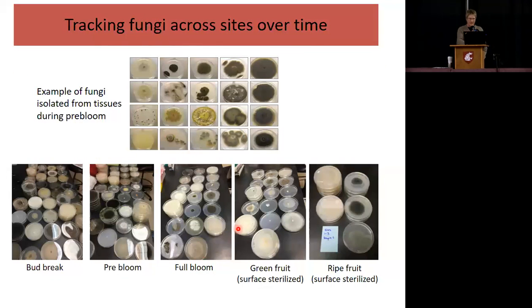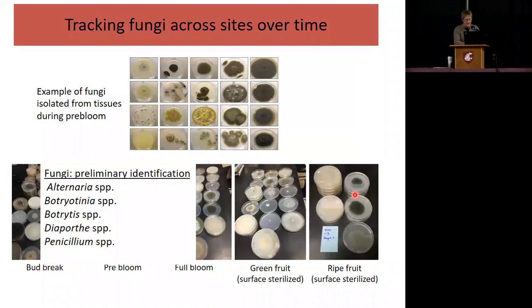Okay, let's look at fungi briefly. Here's an example of some of the array of fungi that we find on tissues during pre-bloom. Again, very diverse. We have this same story. We stacked them into different categories, and you can see that we have really high stacks of many different categories during all these early bloom stages. And at green fruit and ripe fruit, the diversity drops. And again, the preliminary identification of the fungi is Alternaria species, Botrytis, Diaporthe, which is Phomopsis, and Penicillium.